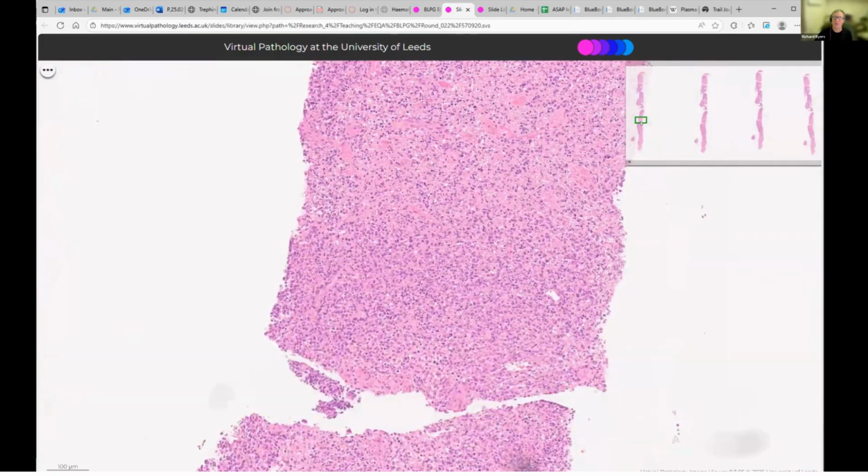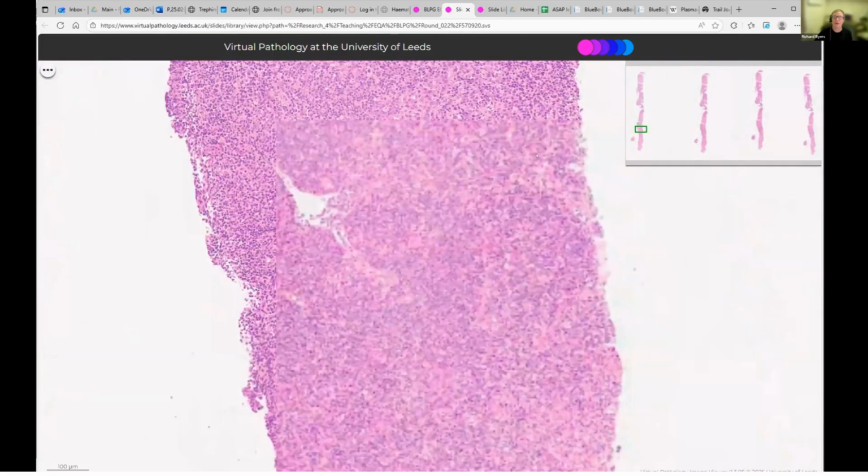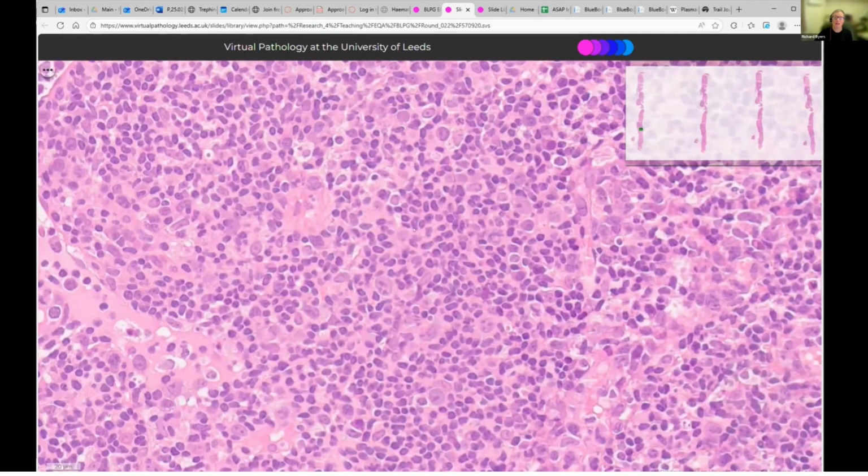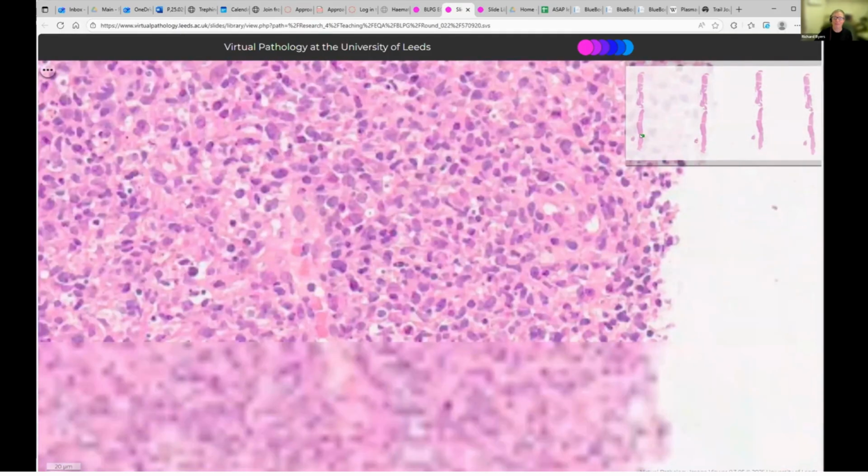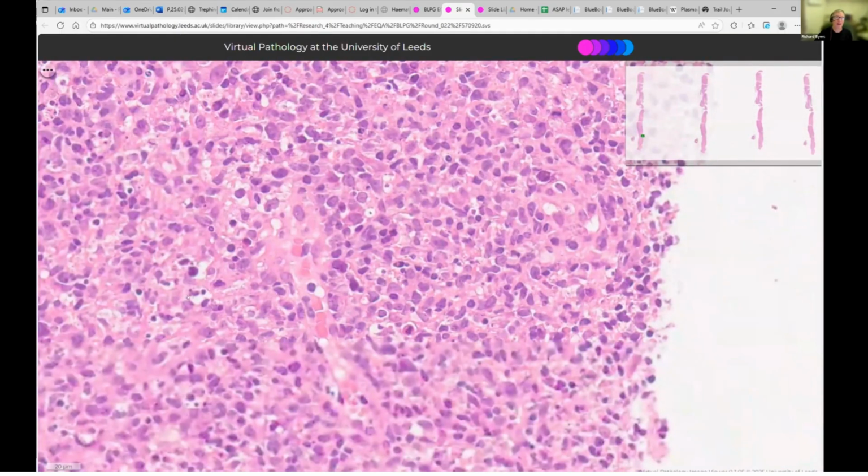Carry on down the biopsy. Again, lots of larger transformed cells with prominent nucleoli and lots of small lymphoid cells in the background. Again, another area with this nuclear dust.